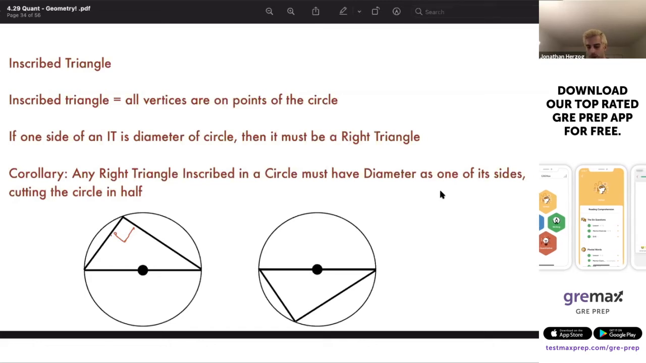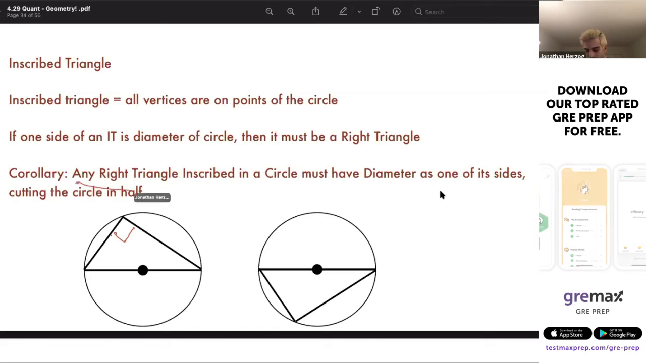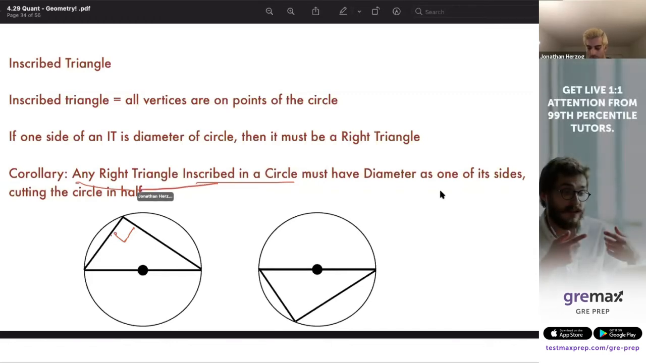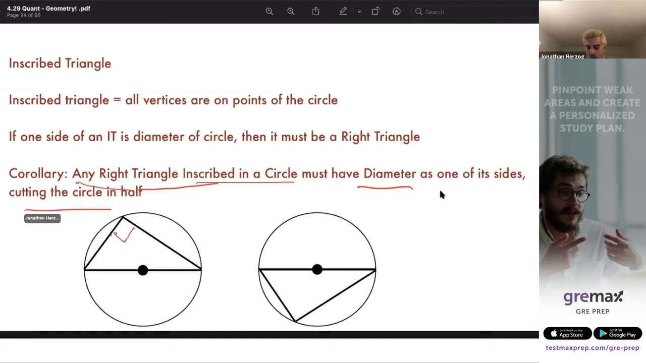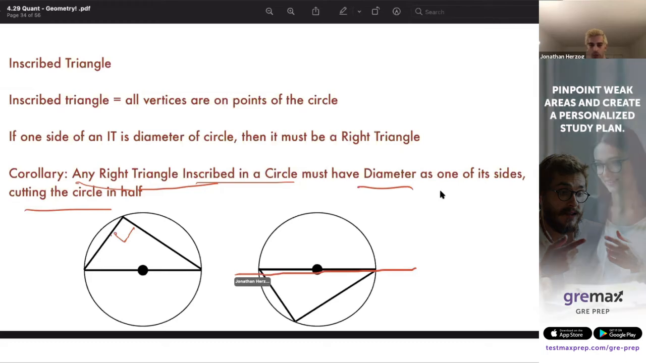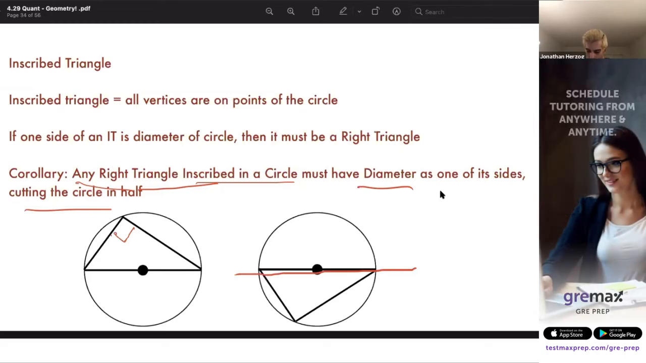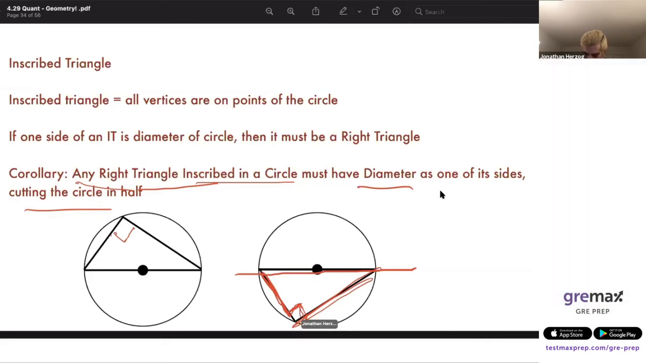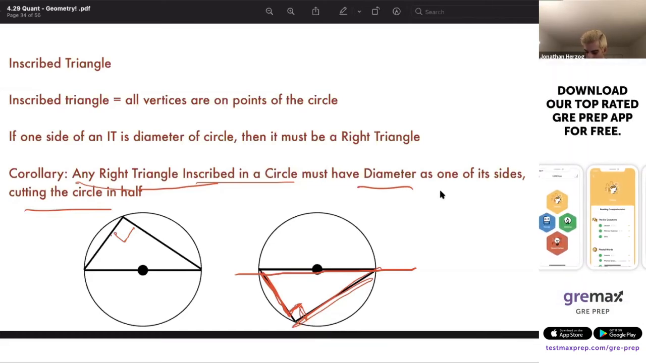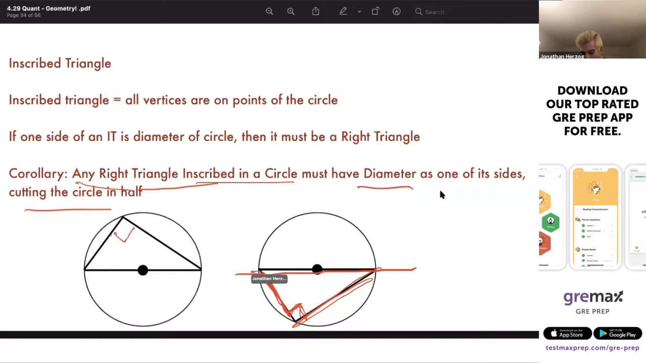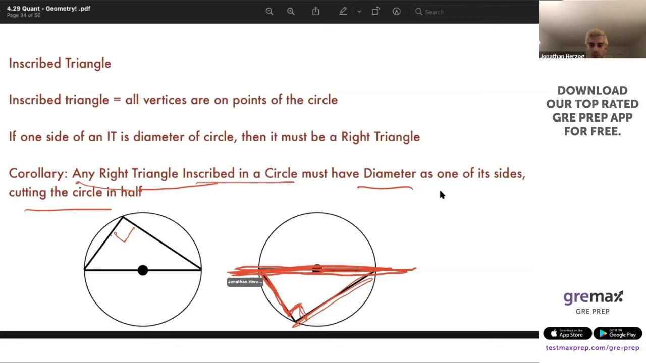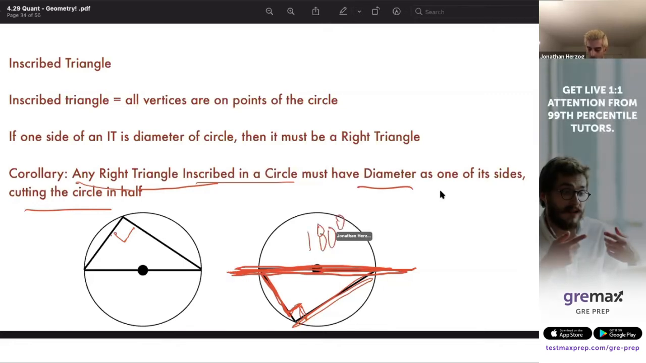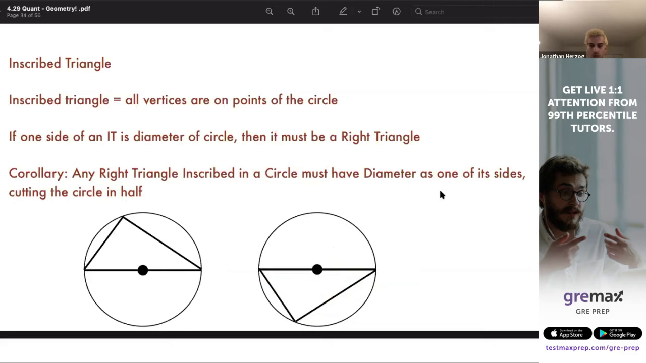By corollary, if you have a right triangle and it's inscribed in a circle, as may be given to you, then the diameter must be one of its sides. Therefore, again, it cuts the circle in half, and we have a semicircle. Again, we can use the same rule with the inscribed and central angles: we have some angle at a point on the circle. In this case, we know that it is going to be half the measurement of a semicircle, which is 180 degrees. In this case, it is indeed a right angle.